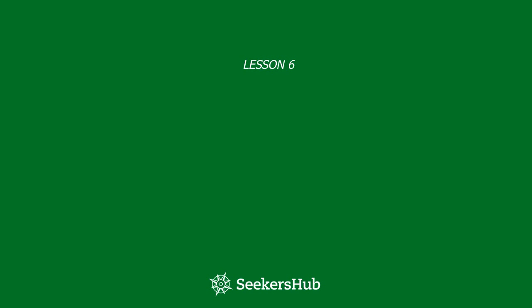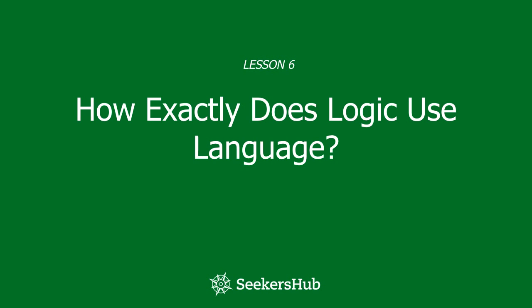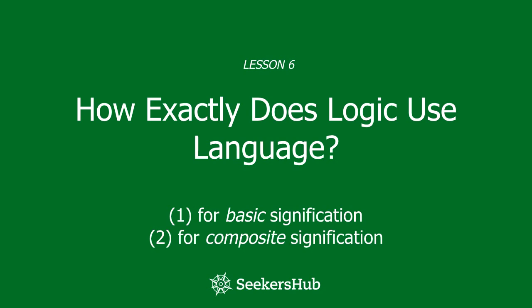The question that guides this lesson is, how exactly does logic use language? This lesson we are doing in two parts. In the previous part, we saw that language is used for basic signification, and in this part, we will study how language is used for composite signification.